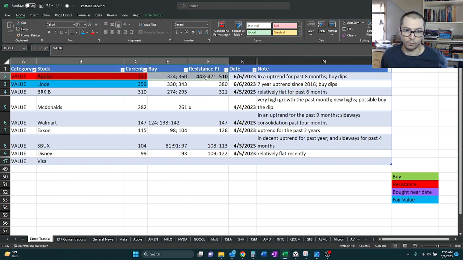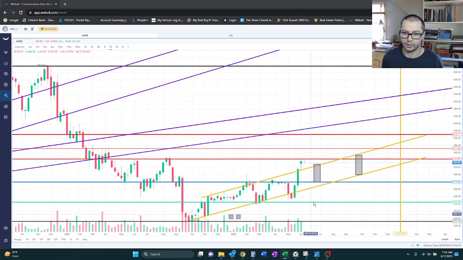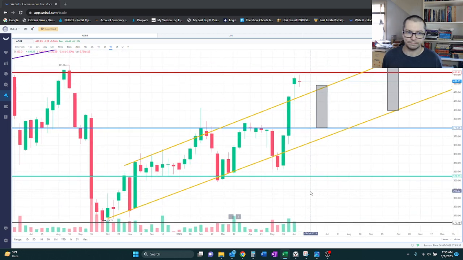So Adobe, for right now, I'm marking it red, meaning it's close to resistance, so I'm not interested in buying it right now. Currently, it's at 432. Buy points I have picked are 324 and 360. And let me just share how those points were made. So 324, that is the green line. That's probably kind of getting out of the question at this point.